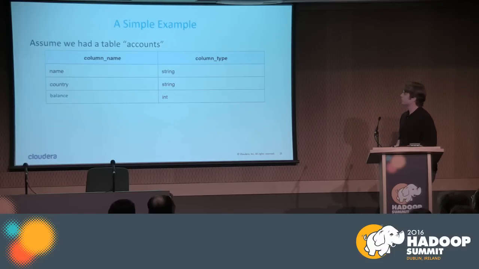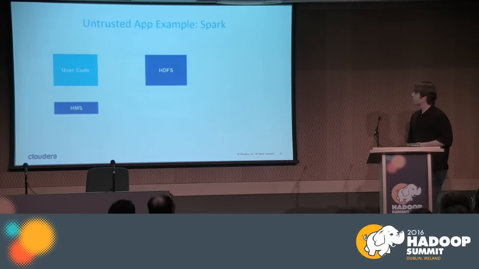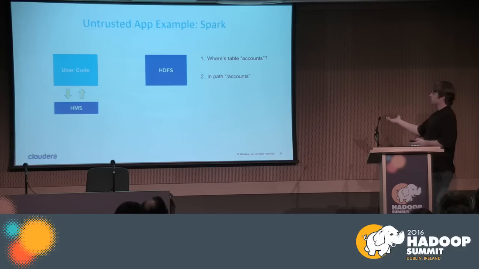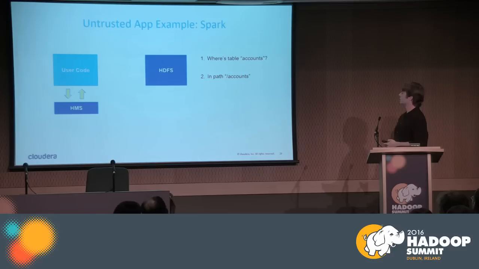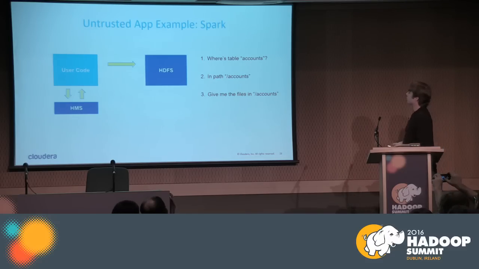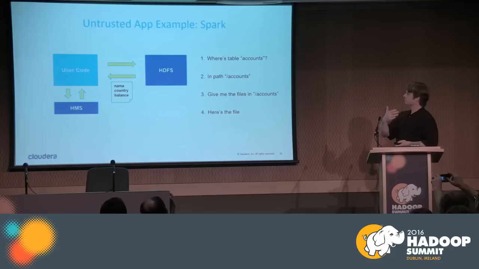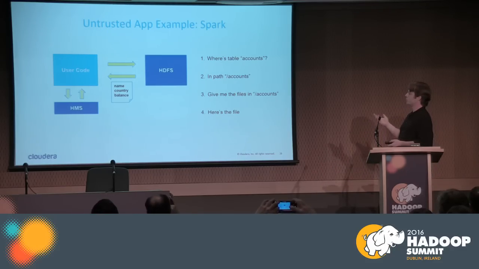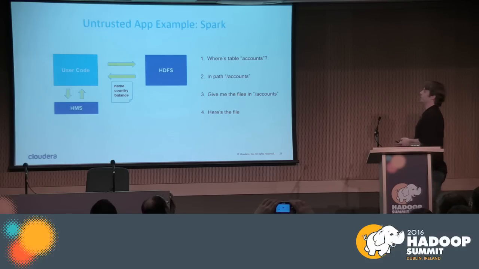So let's give a simple example of what I'm talking about. Let's say you have this table accounts that has 3 fields. The Spark application is going to ask the Hive Metastore server where this table is, and it's going to return the path to that table in the file system. And the user code goes directly to HDFS and asks for the files in the accounts directory. And basically, the file system returns the files with all the data. So if the user doesn't have access to one of those fields, there's no way to do that filtering here.